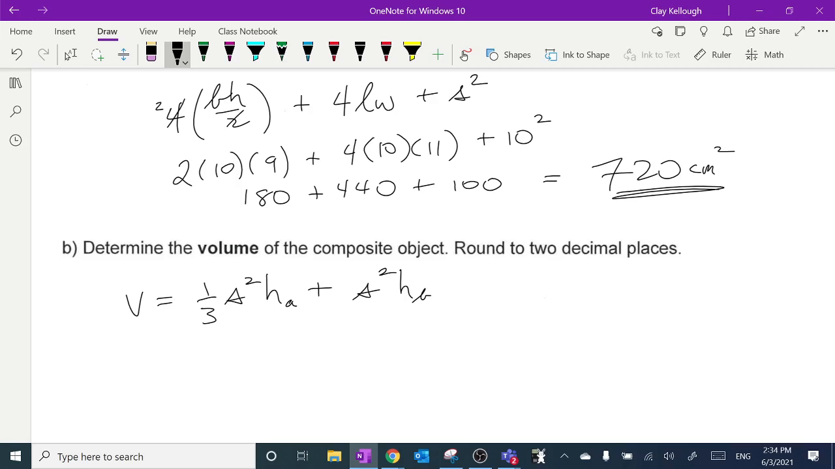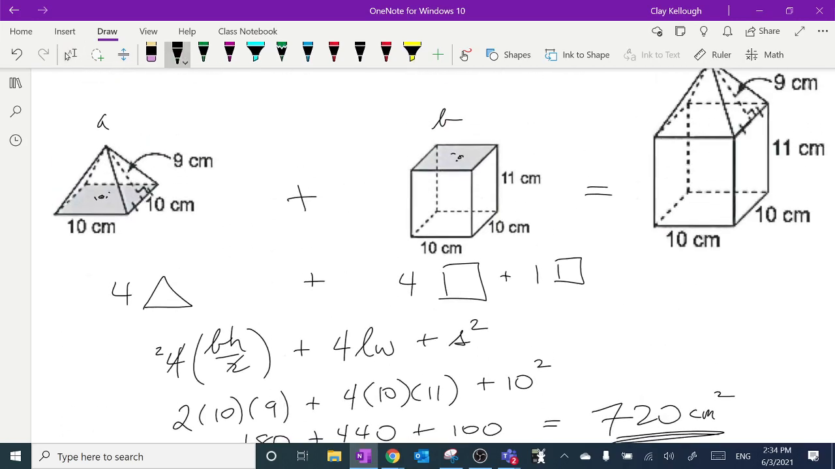Notice the S's are the same, right? Because this side length here and this side length here have to be the same. Well, they better be, or else they won't glue together to make this single object.